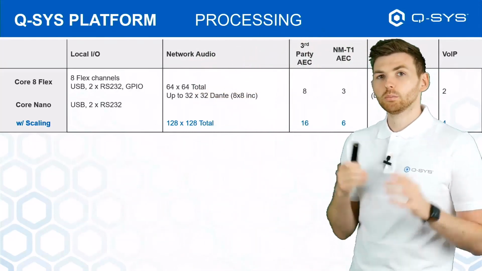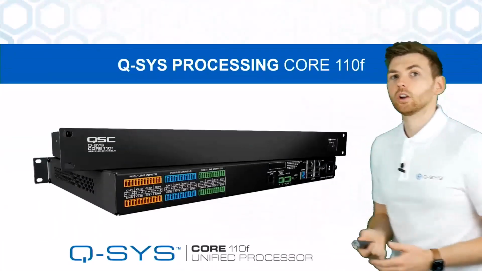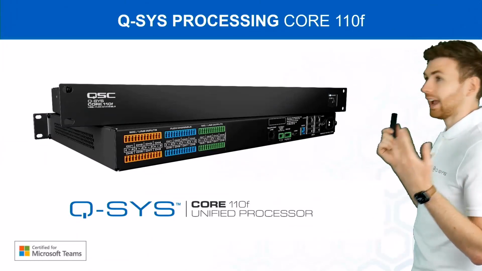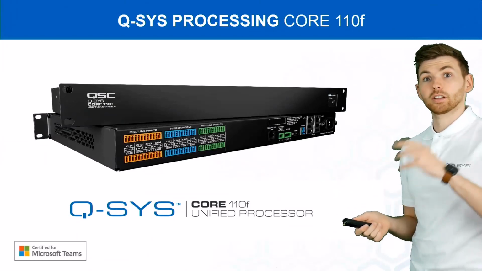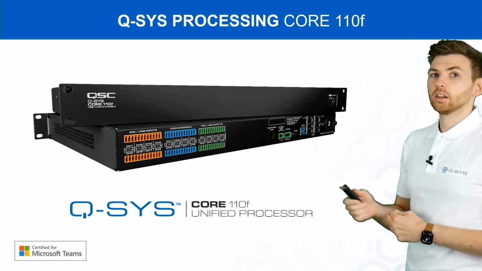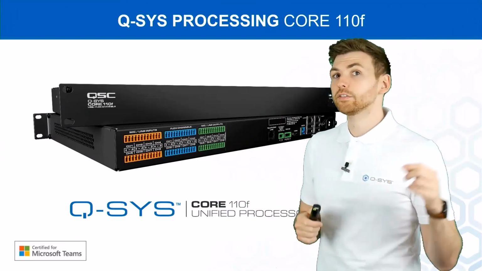The other option, moving up from the Core 8 Flex or Core Nano, would be to just use a Core 110F. Okay, Core 110F has about double the processing of a base level Core 8 Flex or Core Nano. It also has lots more analog I/O, which is really where it can be useful if you need that.